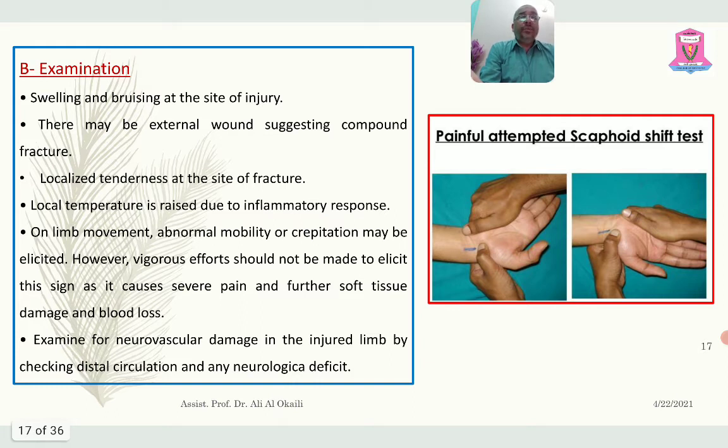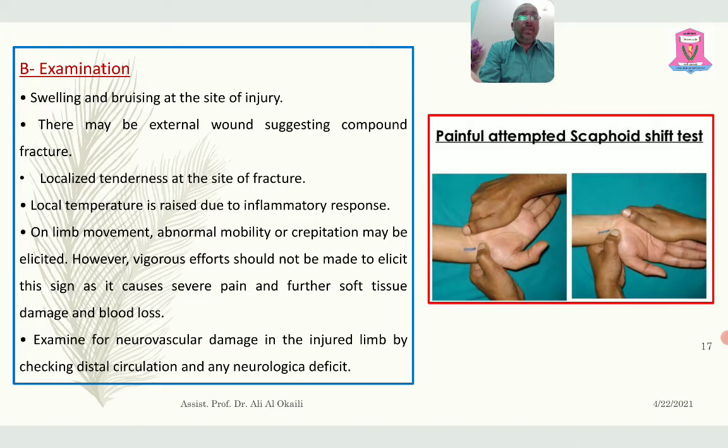Examination: swelling and bruising at the site of injury, and hematoma formation as well. There may be external wounds suggesting compound fracture. Localized tenderness at the site of fracture, and this is the main sign especially in closed fracture. Local temperature is raised due to inflammatory response. On limb movement, abnormal mobility or crepitation may be elicited. However, vigorous efforts should not be made to elicit this sign, as it causes severe pain and further soft tissue damage and blood loss.